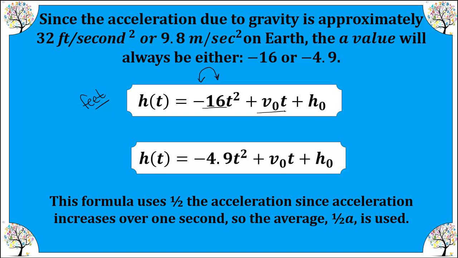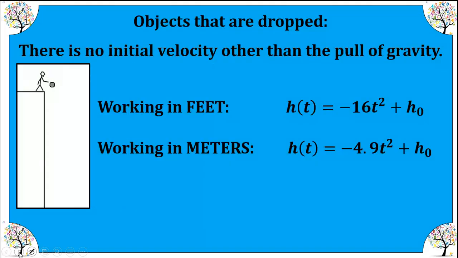Our linear term will be our velocity, and our constant term is going to be our y-intercept, the initial height at which the object begins. If we're dealing with meters, we're going to use negative 4.9 as our A value. Again, velocity is our linear value, and our constant is the initial height of the object. Make sure you get these written in your notebook.